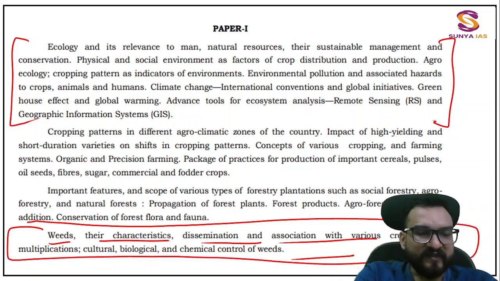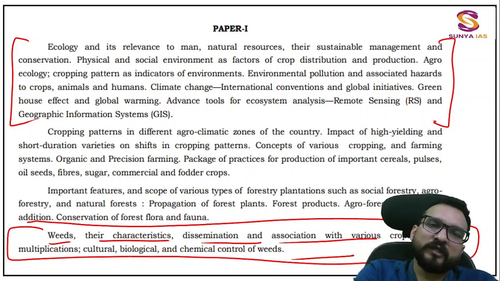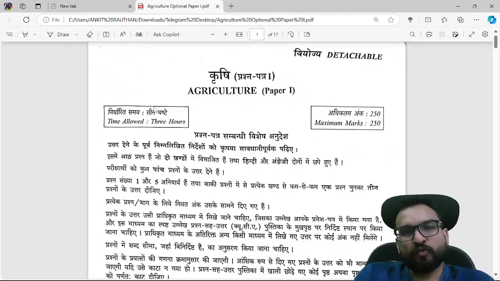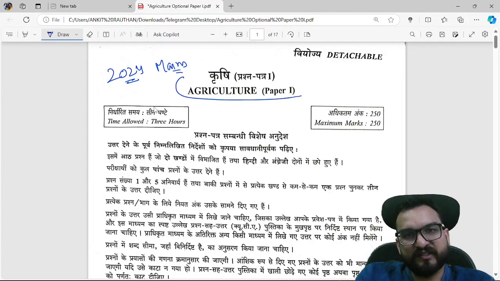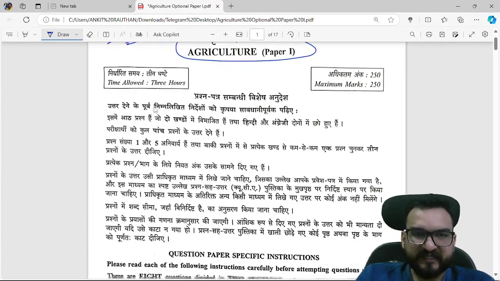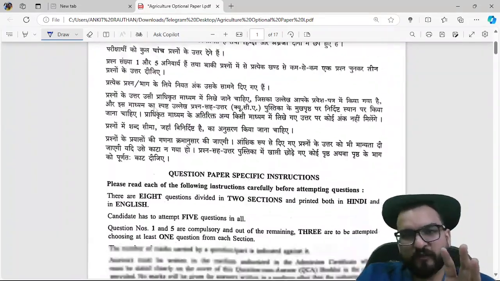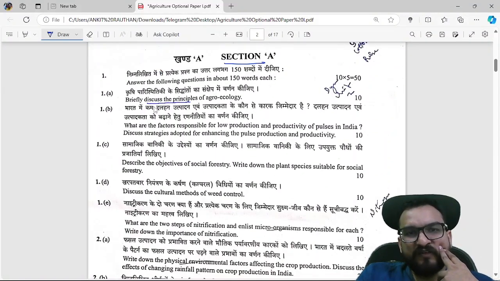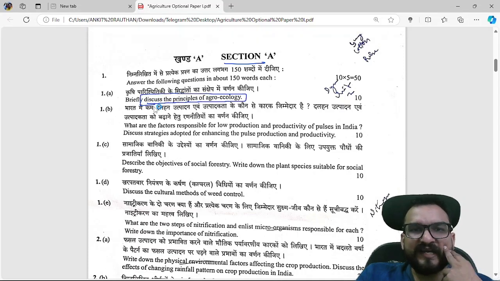Now see the recent year paper. I'll show you how questions are coming from your paper 1. See, guys, this is the 2024 mains agriculture examination of CSE, civil services. This is the format in which the question paper comes. Paper 1, section A, what are they asking? Briefly discuss the principles of ecology. Directly, principles of ecology they are asking.